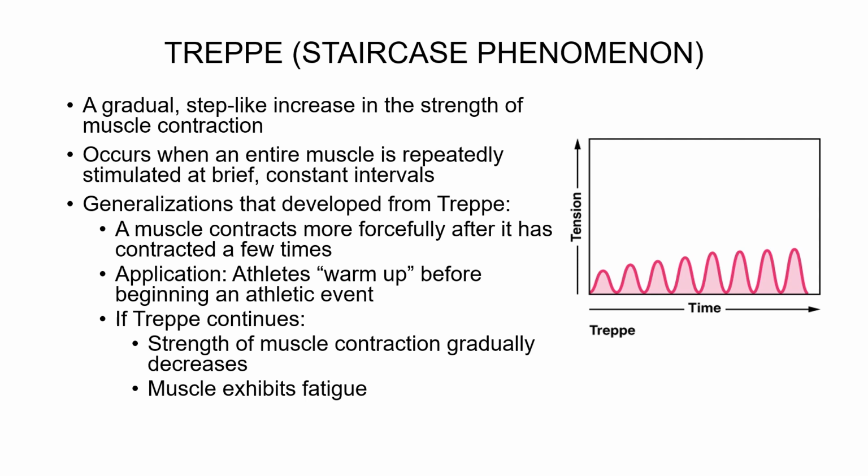Okay, and then another type of contraction is called treppe contraction, also known as the staircase phenomenon. As you can see, it's a step-like increase of strength. This is what we call the warm-up type of contraction. If you take a look at the picture on the right, the amount of tension is on the y-axis. It's how well you can tense or contract that muscle. And on the x-axis is time. So we're contracting the muscle about 8 times in this picture.